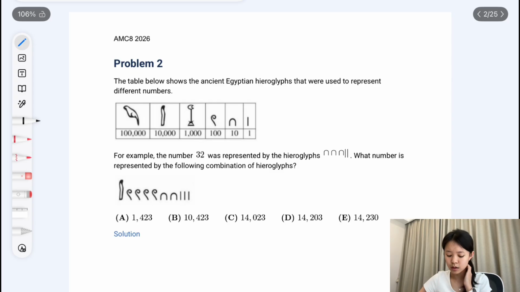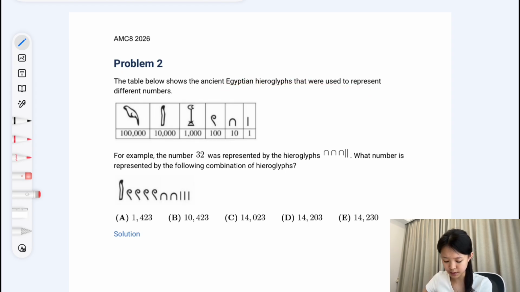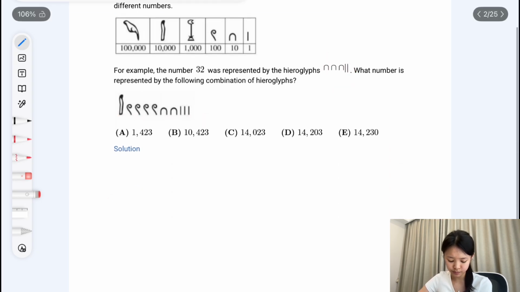So problem 2. The table below shows the ancient Egyptian hieroglyphs that were used to represent different numbers. For example, the number 32 was represented by these symbols. And what number is represented by the following combination of symbols?